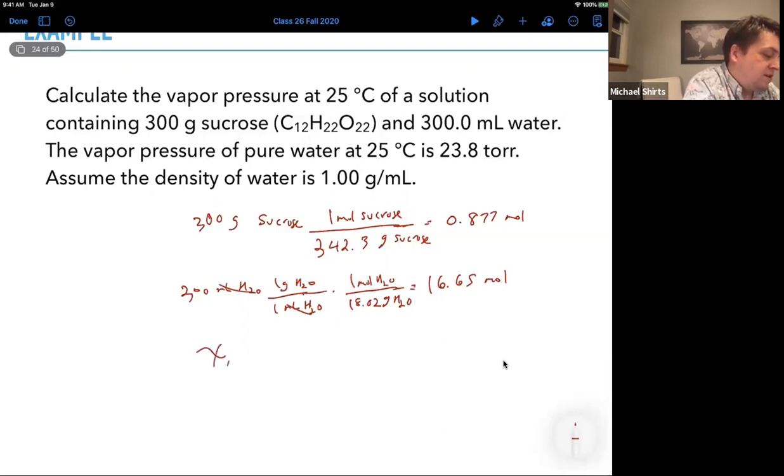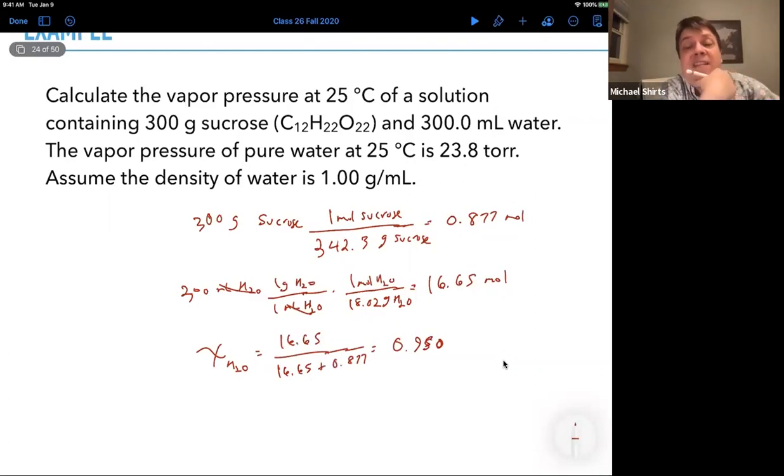So the mole fraction of H2O, and that's not an X, it's a Xi. That's what's usually used for mole fraction, but you can write an X as well, that's fine. Is 16.65. This is important, we're interested in the mole fraction of solvent. Divided by 16.65 plus 0.877, which is 0.950. By mole, it's 95% water.